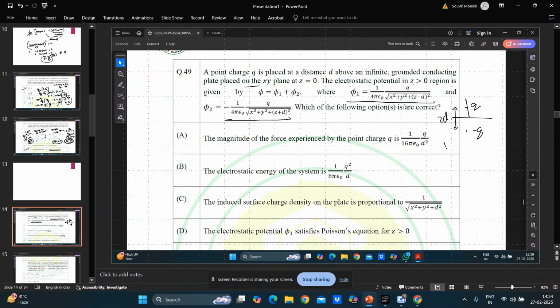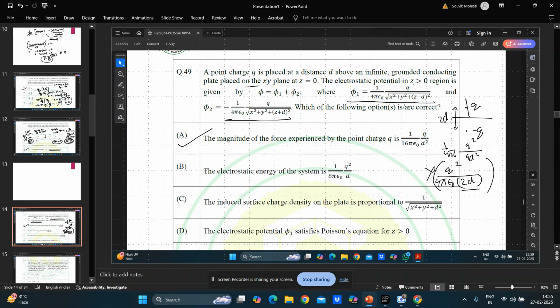Force is 1 by 4 pi epsilon naught into Q square by 4D square. So (2D) whole square is equal to 4D square, so it is Q square by 16 pi epsilon naught D square. So option A is surely correct. Now for this configuration, you can write Q square by 4 pi epsilon naught, and the distance between them is 2D, so it will be 2D. You can get this wrong, but this is not correct for this energy configuration.